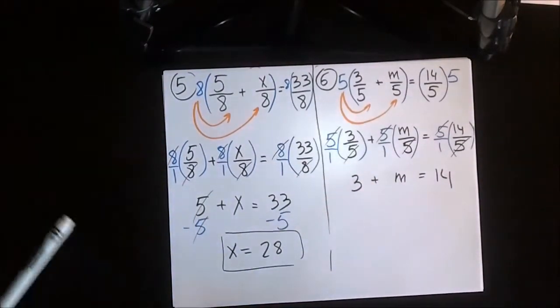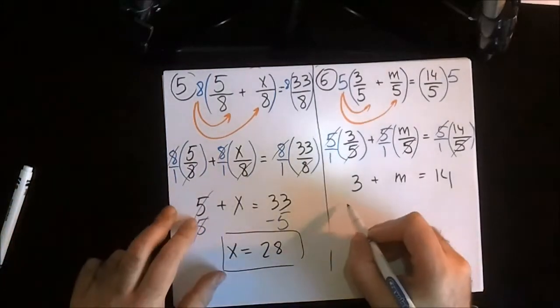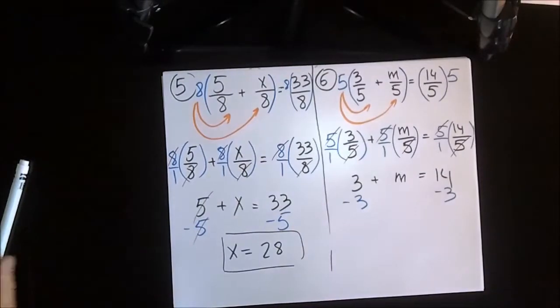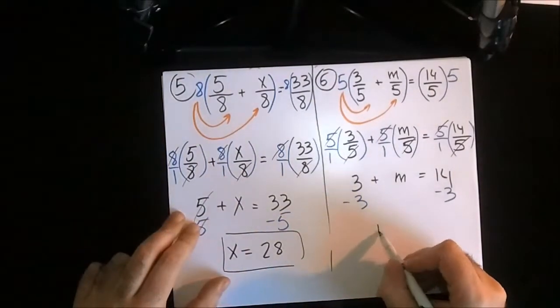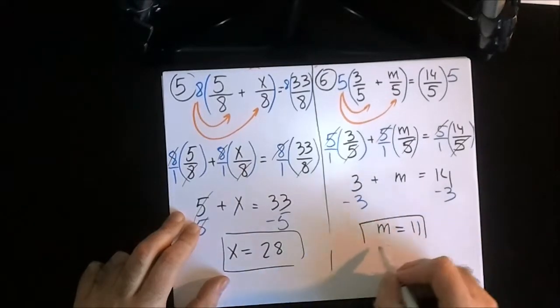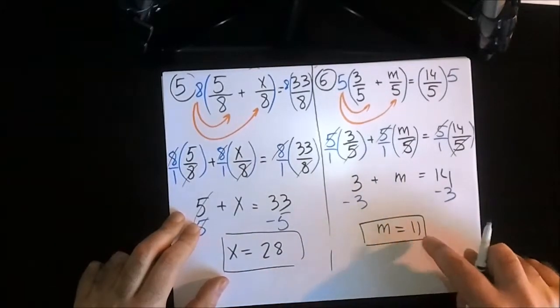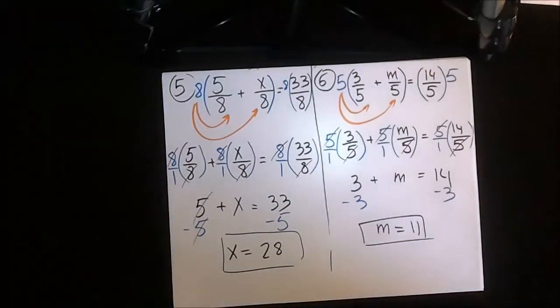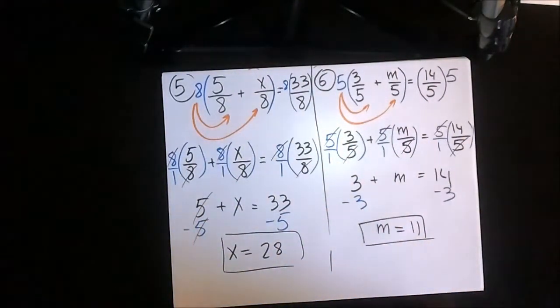Last step, isolate m by getting rid of this plus 3. What's the opposite of plus 3? Minus 3, from both sides of course. Which of course means that m equals a simple 11. You can easily check your work by plugging in the 11 for the m here, and after you crunch everything out, it should equal your answer.